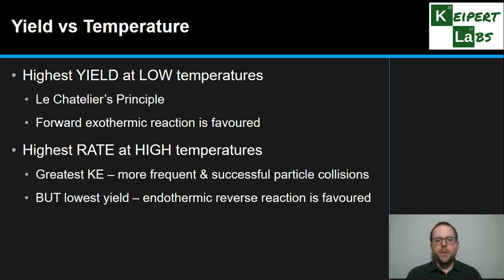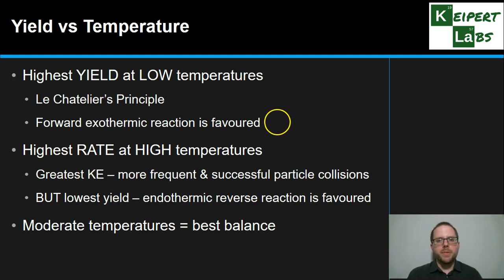The problem that we have, though, is that the rate of production is highest at high temperatures. Now that comes back to collision theory, that idea that we have the greatest kinetic energy at these temperatures, so we get more frequent and more successful particle collisions. But this means, from the equilibrium point of view, we get the lowest yield because we're favouring the endothermic reverse reaction. We get less ammonia, not more. So we may get things faster, but what we're actually getting at the end is a much smaller quantity. Whereas here, at low temperatures, we would get a greater amount, a greater yield, but at a very low rate by comparison.